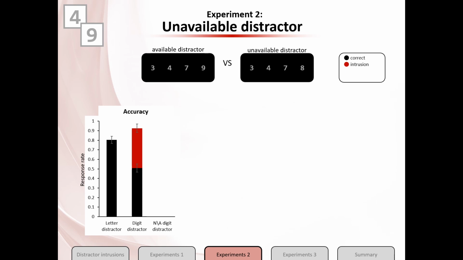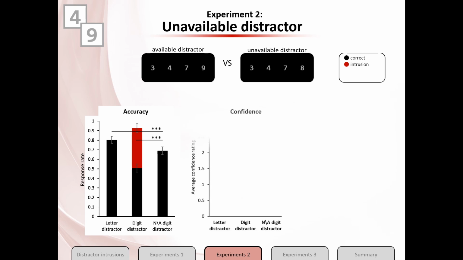What do you think happened? If you guessed in the middle, you were correct. Better than the worst case scenario, lower than the best case scenario. Next, we also measured participants' confidence. On each trial, they were asked, how confident are they in their response from complete guess to full confidence? Here, we also measured confidence on non-intrusion error trials, so trials where participants were neither correct nor making a distractor intrusion.